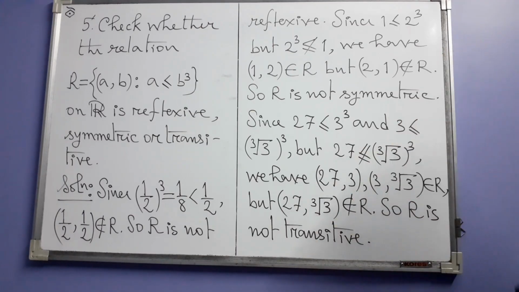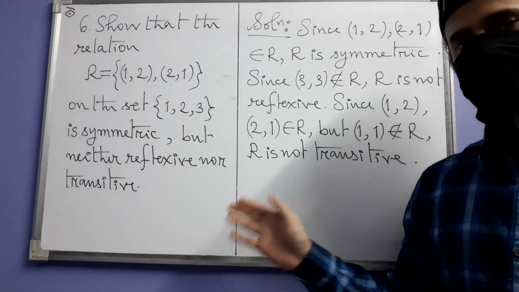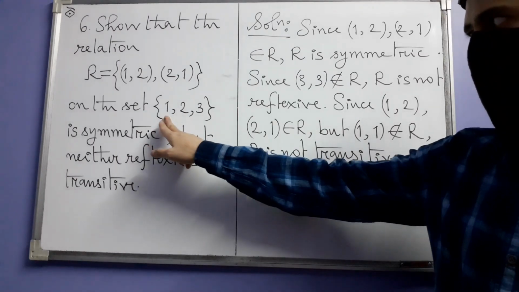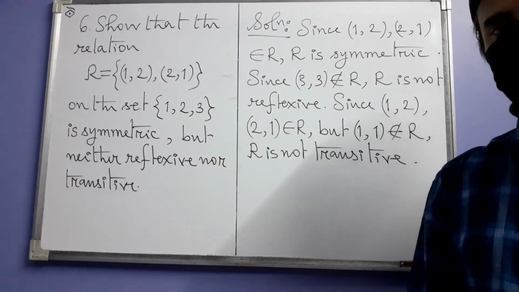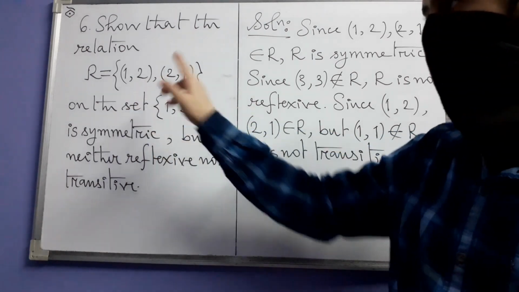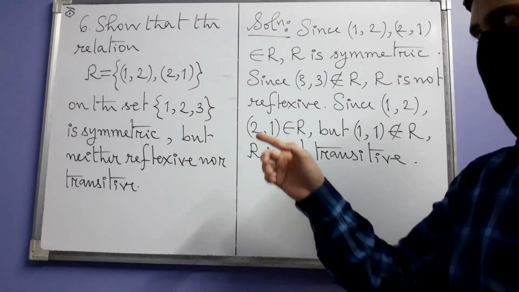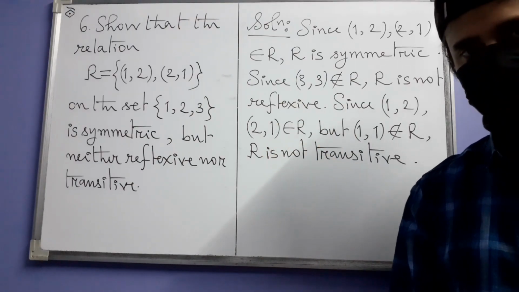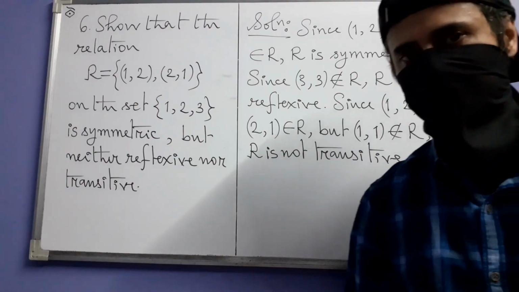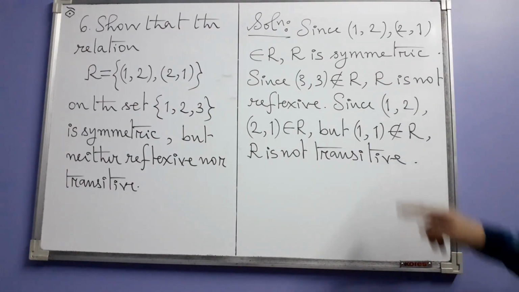So it's like those two relations, neither reflexive nor symmetric nor transitive. Next. In this next one, the sixth one, the set is quite small. It has only these 3 natural numbers. And the relation also is very small. It has only these 2 ordered pairs, (1, 2) and (2, 1). We have to show that this relation is only symmetric. It is neither reflexive nor transitive. And the solution is also quite straightforward.